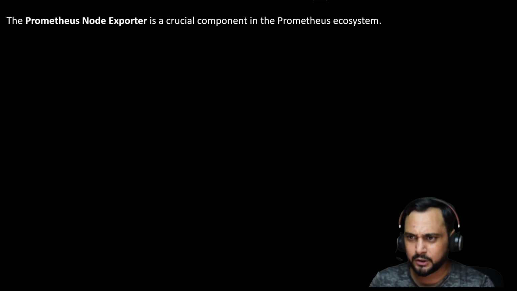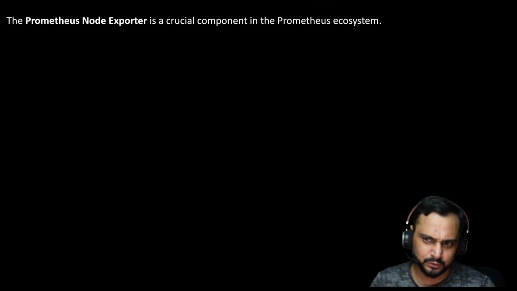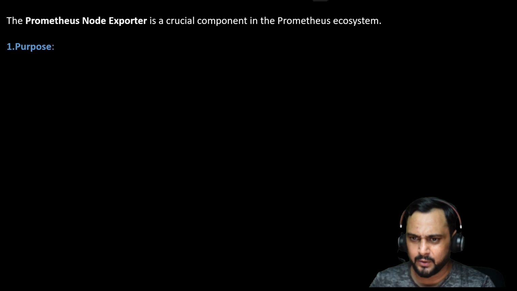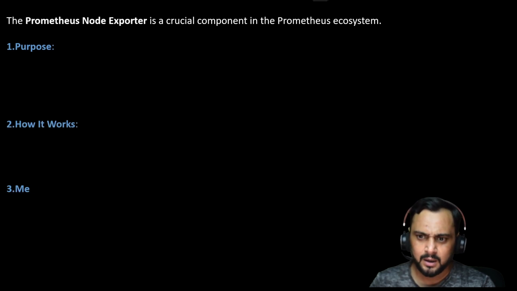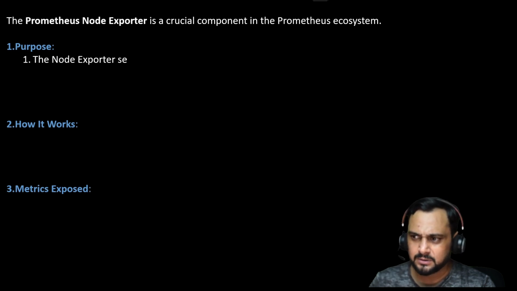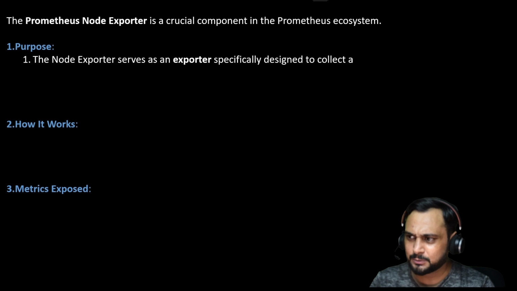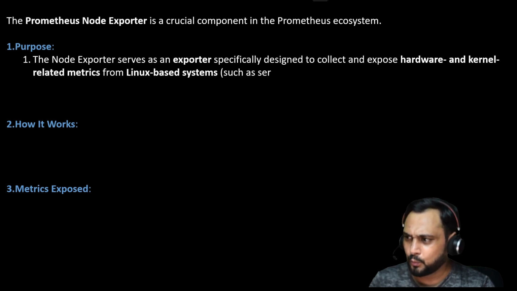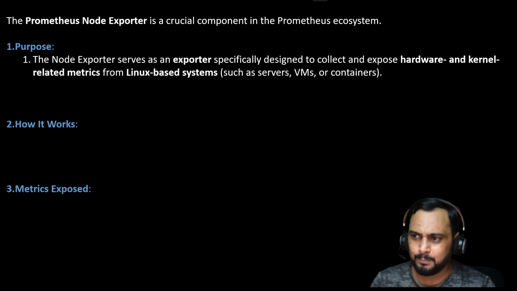So let's proceed. The Prometheus node exporter is a crucial component in the Prometheus ecosystem. Let me break it down for you. First, we will try to understand the purpose of node exporter, how it works, and last, the metrics exposed. In purpose, the node exporter serves as an exporter specifically designed to collect and expose hardware plus kernel related metrics from Linux based systems such as servers, VMs or containers.